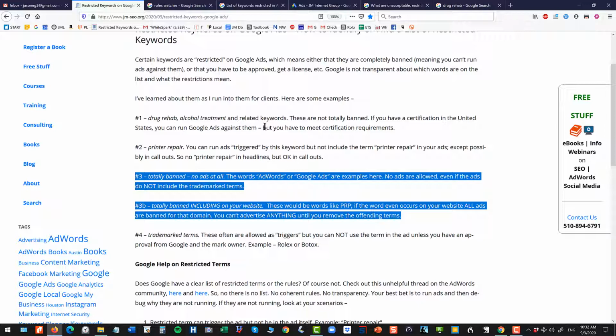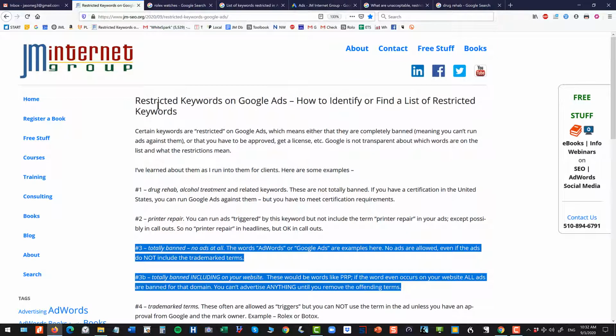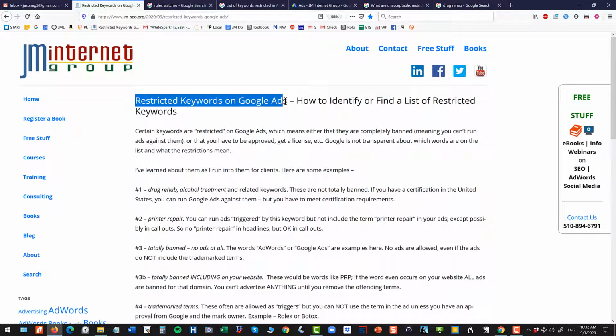So I hope this is useful if you've run into this problem on restricted keywords on Google Ads. I have run into it and I scratched my head and I looked and I thought there's no clear explanation on the internet. So I created one.